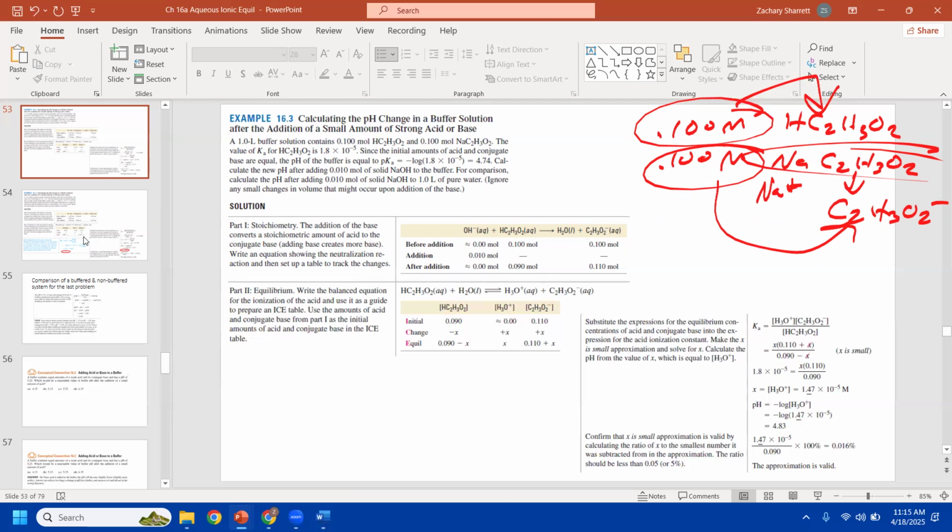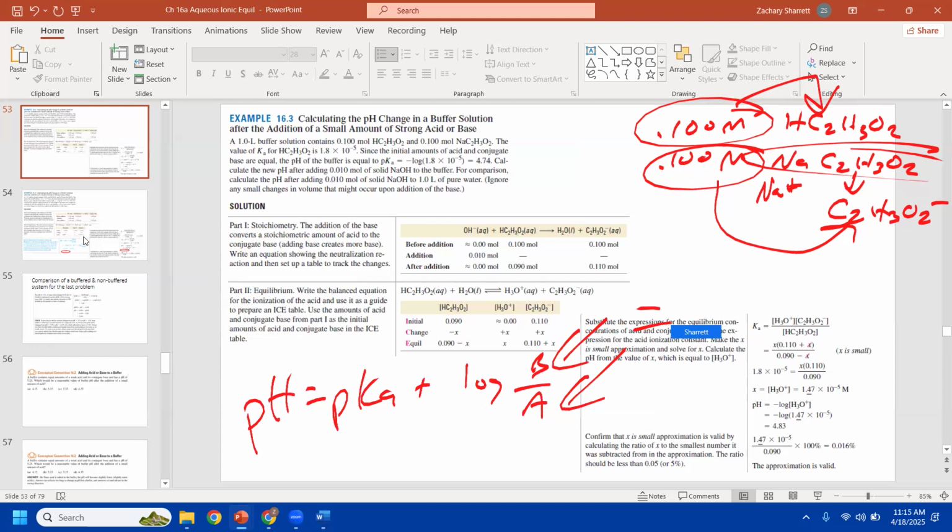When you have equal concentrations of the weak acid and the conjugate base, what is the pH of that system? The pKa. Thank you very much. That's because we learned an equation: pH equals pKa plus the log of base over acid. If the base and the acid are equal, if it's 0.1 and 0.1, what does that equal? 0.1 divided by 0.1?